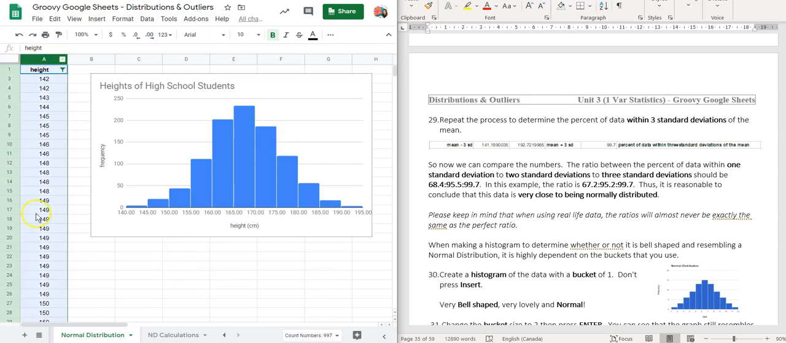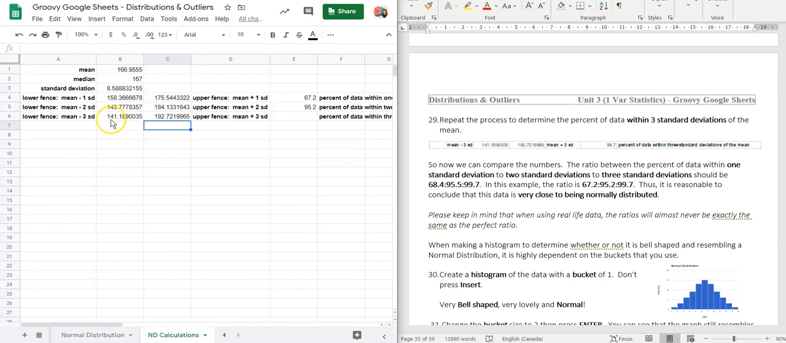And when you highlight A, it gives us about 997 students. So 997 students have a height between approximately 141.2 and 192.7. So the percentage is 997 students divided by the original 1,000 students multiplied by 100 to change it to a percent. So 99.7% of the data, or of the students, have a height within 3 standard deviations of the mean.